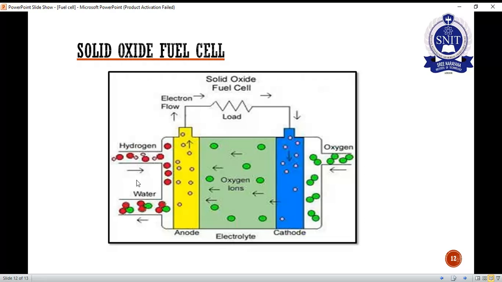So now we have studied what is meant by a fuel cell, the construction of a fuel cell, the working of a fuel cell, and what the types of fuel cells are.